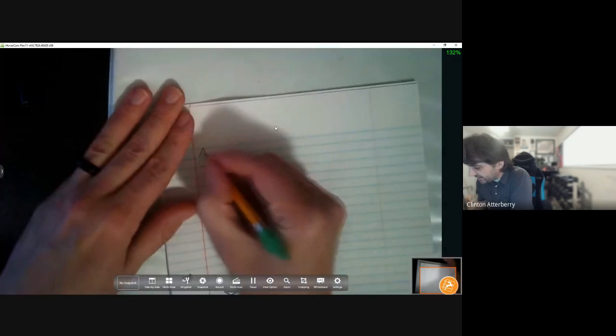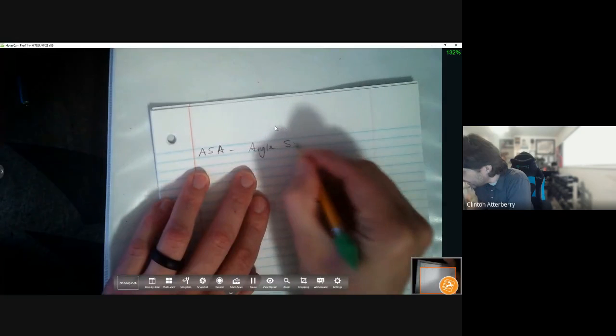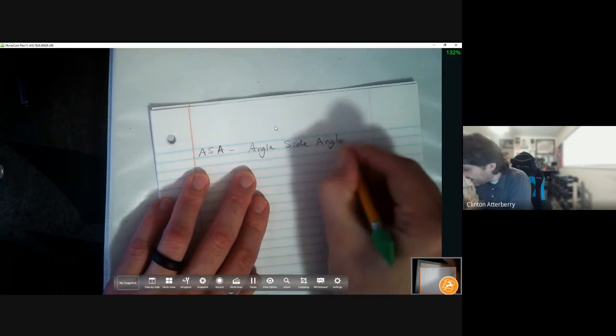Okay, so can you guys please put ASA and or angle side angle. Okay, that's going to be the same thing as before. It's written in a very specific way. It's not written by accident. It's not written just whatever. They're writing it in a very specific way to show you guys that the side has to be between the two angles. So angle, side, angle.